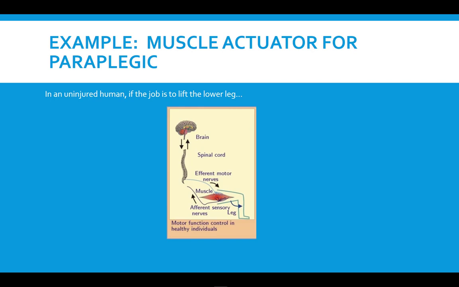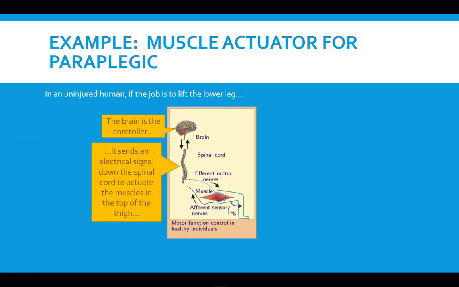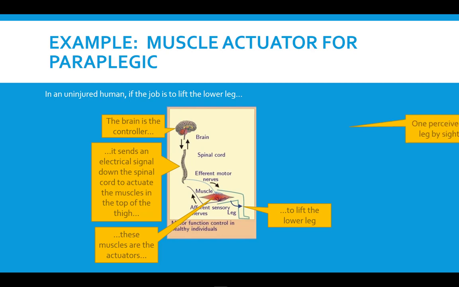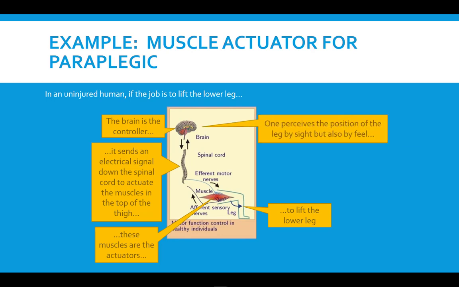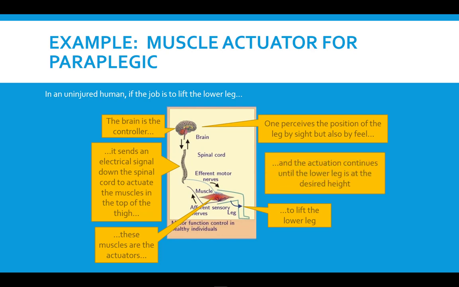If you have an uninjured human and the job is to lift the lower leg, the brain is the controller, and it sends an electrical signal down the spinal cord to actuate the muscles at the top of the thigh. These muscles are the actuators, and they lift the lower leg. One perceives the position of the leg by sight, but also by feel. You could do this in the dark also. And then actuation continues until the lower leg is at the desired height.